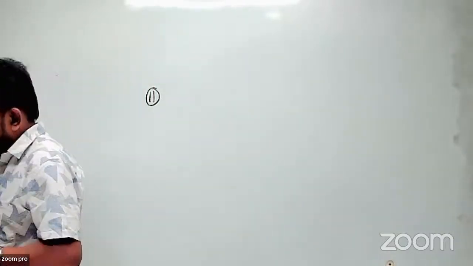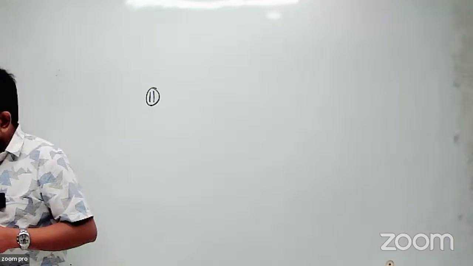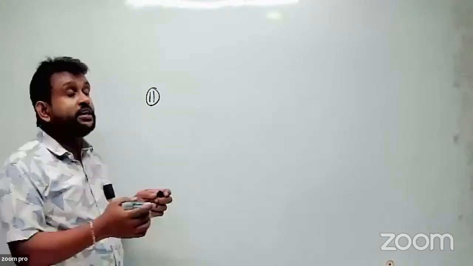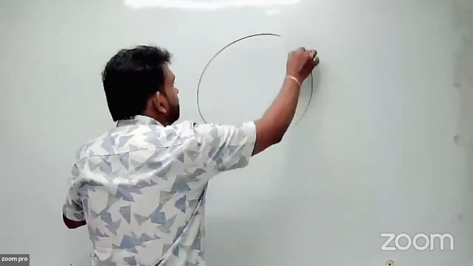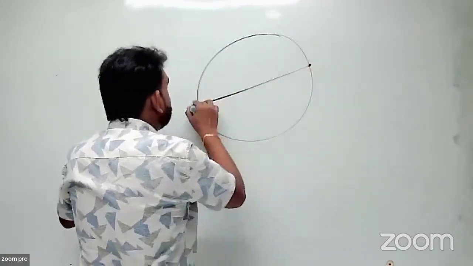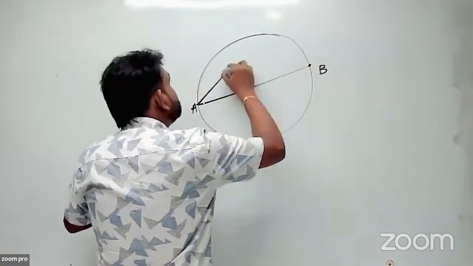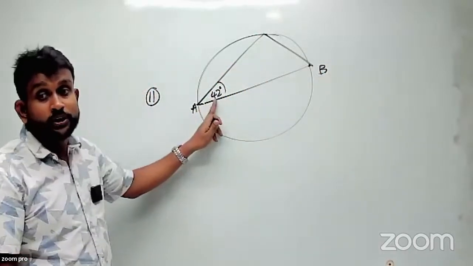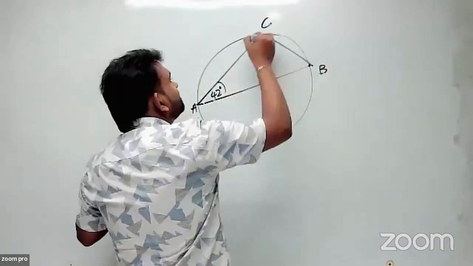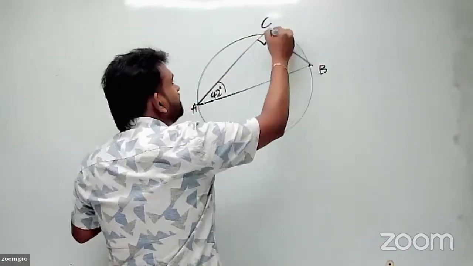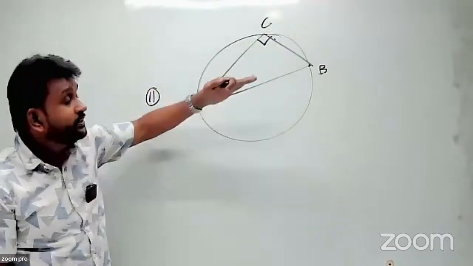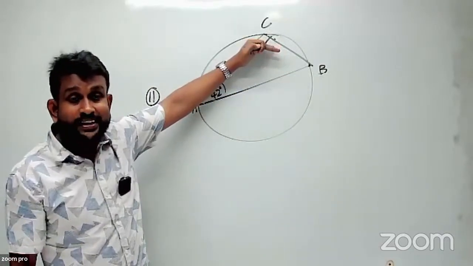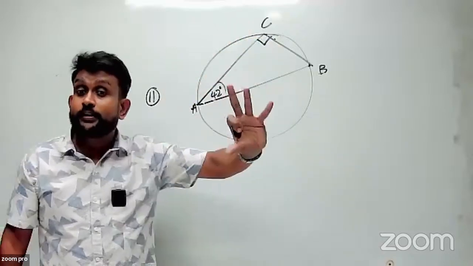Okay, then question number 11. AB is the diameter of the circle, right? Then they are asking ACB. Just application of the theorem, right? When a diameter is there, remember, no need for this information, 42, to find ACB. They're asking just ACB, that is 90 degrees. The theorem says that from the diameter, the angle subtended on the circumference is 90 degrees.